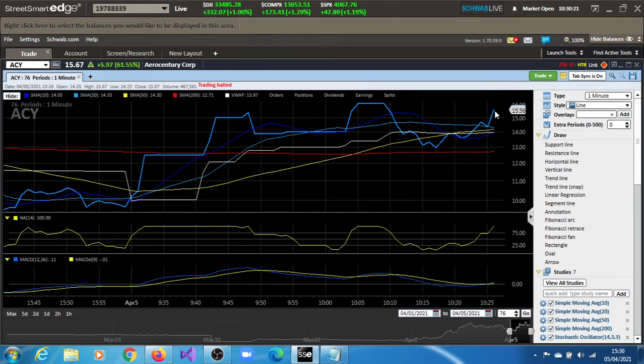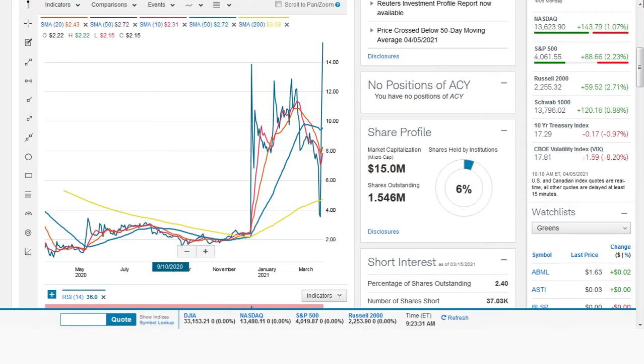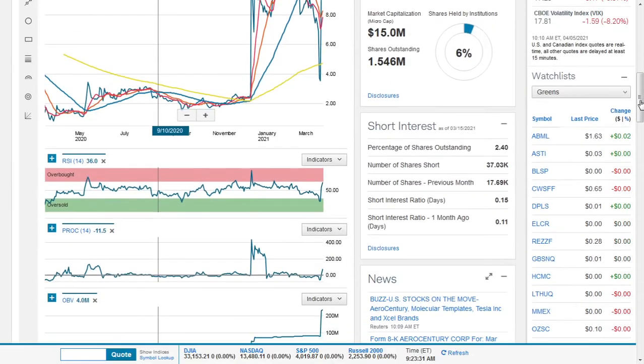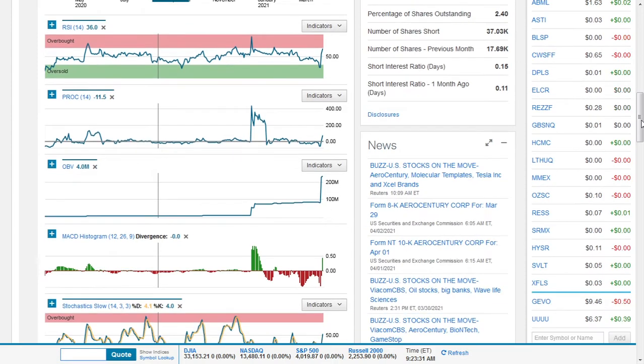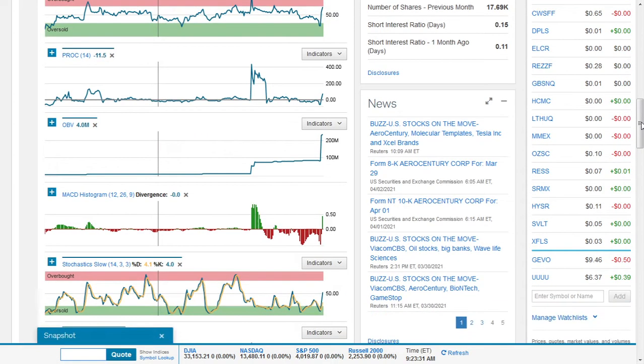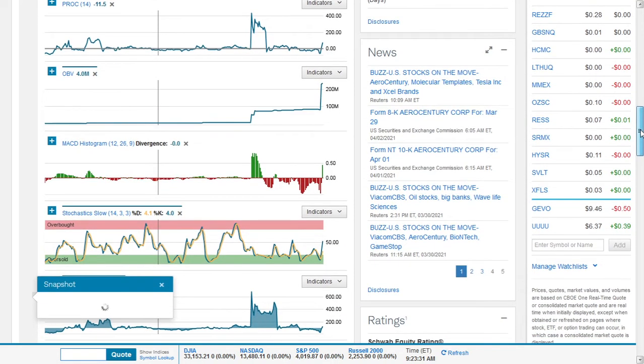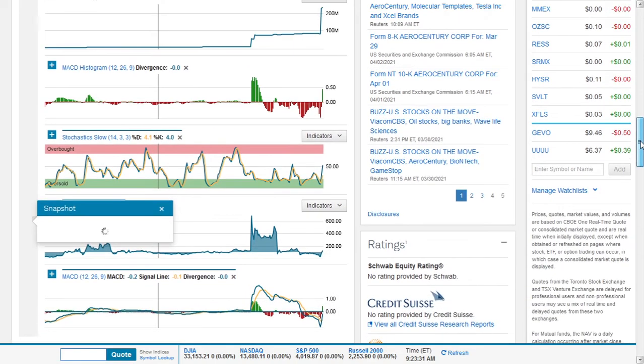Aerocentury up 61.55%. While we're at it, we can just return and see what's going on here based on the daily model. This obviously is on the platform of Charles Schwab, by far the most advanced of trading platforms in the US.